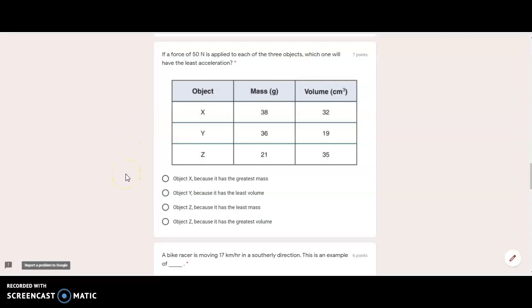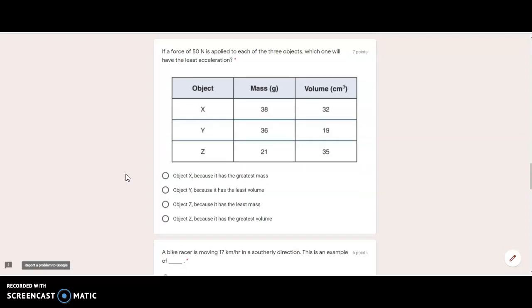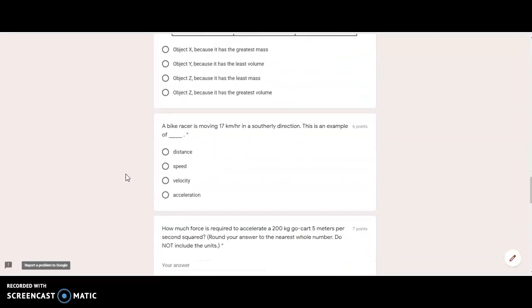Object X because it has the greatest mass, object Y because it has the least volume, object Z because it has the least mass, or object Z because it has the greatest volume. Next question. A bike racer is moving 17 kilometers per hour in a southerly direction. This is an example of distance, speed, velocity, or acceleration.